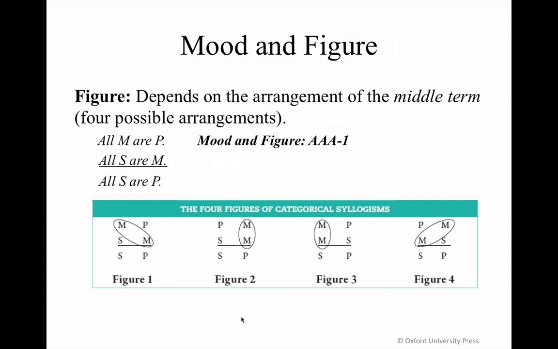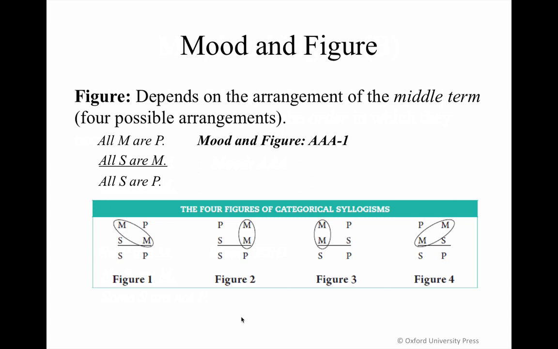Figure 2 always reflects an argument whose middle term is in the predicate position of both the major and minor premises. And figure 3 reflects an argument whose middle term is in the subject position of the major and minor premises. Lastly, figure 4 reflects an argument whose middle term is always respectively in the predicate and subject positions for the major and the minor premises.